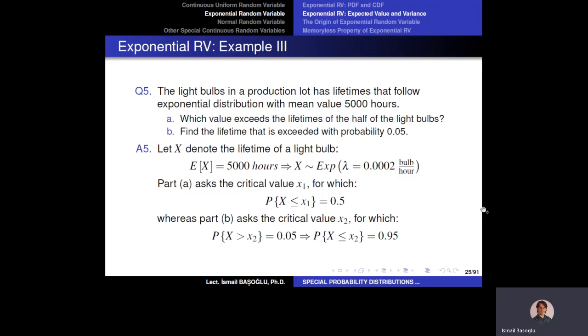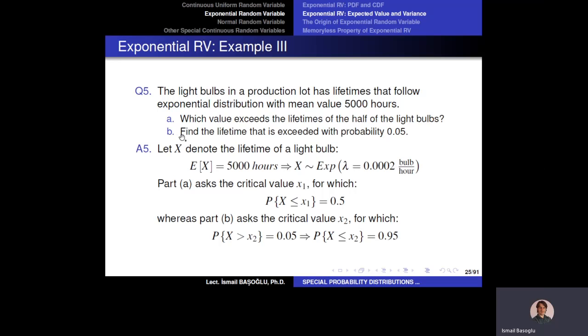So the question is basically asking for the critical value and the probability is given. Okay, so it is basically asking in an unordinary way. So the fashion of the question is a little different than the ones that we have solved so far.